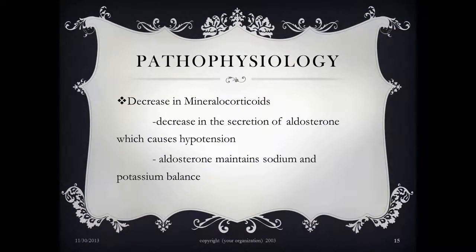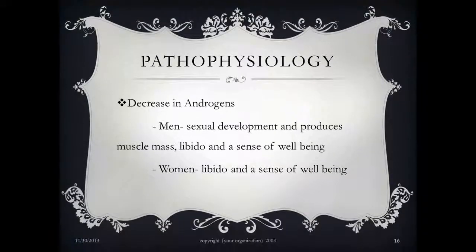With a decrease in the mineralocorticoids, there becomes a decreased secretion of the aldosterone, which causes hypotension. And aldosterone maintains the sodium and the potassium balance. With a decrease in the androgens, there's a decrease in testosterone, and testosterone is responsible for muscle mass, libido, and a sense of well-being.